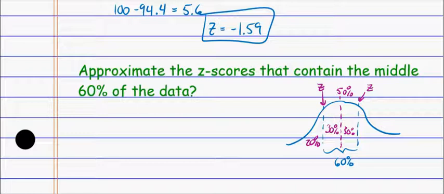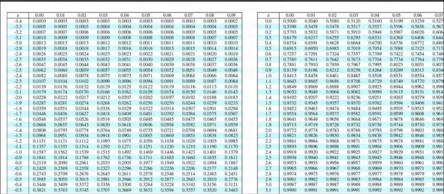Really, I only need one of them, and then I can use that idea of symmetry to find the other. So if I find this first z-score that has 20% below it, let me find that on the Z chart. So 20%, I know I'm looking at the negative end here. So I hunt down the value of 20%. And again, I might have to round this a little bit. It looks like the closest one I have is probably this one right here at 20.05%. And the z-score associated with that is negative 0.84. Okay, so negative 0.84.